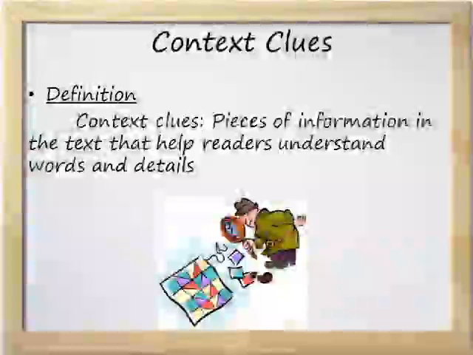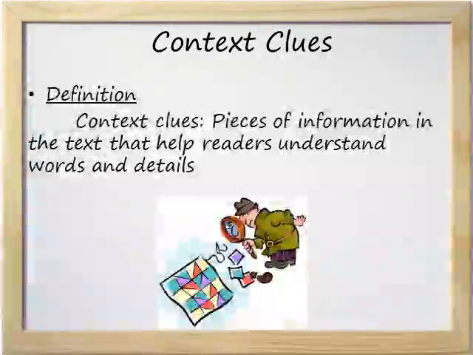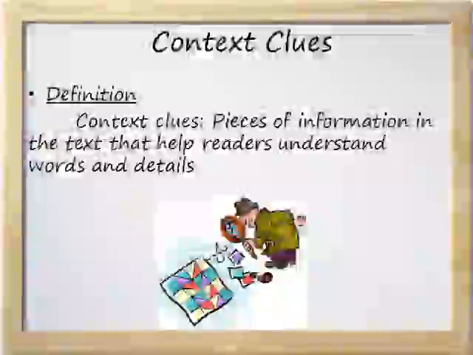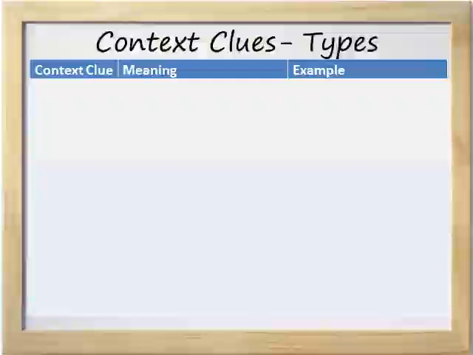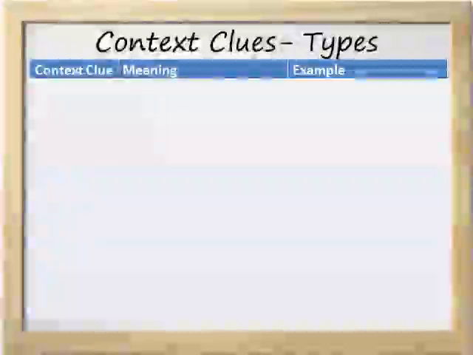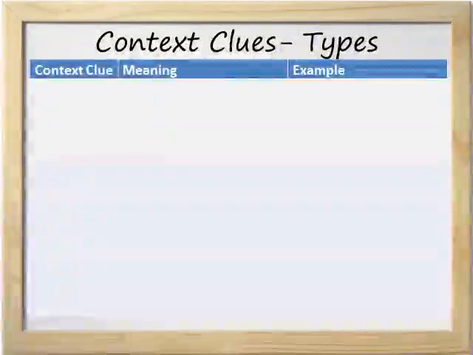Put it all together, and we get context clues. The definition of context clues is pieces of information in the text that help readers understand words and details. Let's talk about types of context clues. Today we're going to learn about 5 types of context clues that you can see when you're reading. Each type of context clue helps you understand the meaning of a new word.